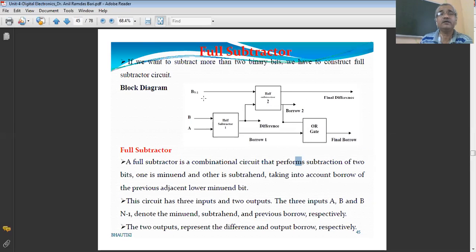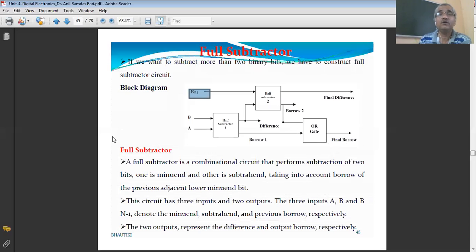Now see again here. This is a half subtractor. It only subtracts 2 bits, and it will produce a borrow and difference. Again this difference is applied to another half subtractor, to which there is an input as a borrow. So again the subtraction of these 2 bits is done in the half subtractor, and it produces the final difference with borrow 2. The borrow signal from half subtractor 1 and the borrow signal from half subtractor 2 are added by an OR gate to produce the final borrow.